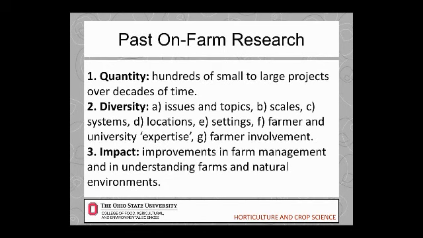On-farm research through the years involving Ohio farmers and Ohio State University researchers can be typified in the three adjectives that you see here. First, enormous quantity of work has been done through the decades, involving hundreds of small to large projects and over many decades of time. There has been a very close connection between Ohio State University and Ohio farmers for many years, and some of those connections have involved ambitious and very helpful on-farm research.